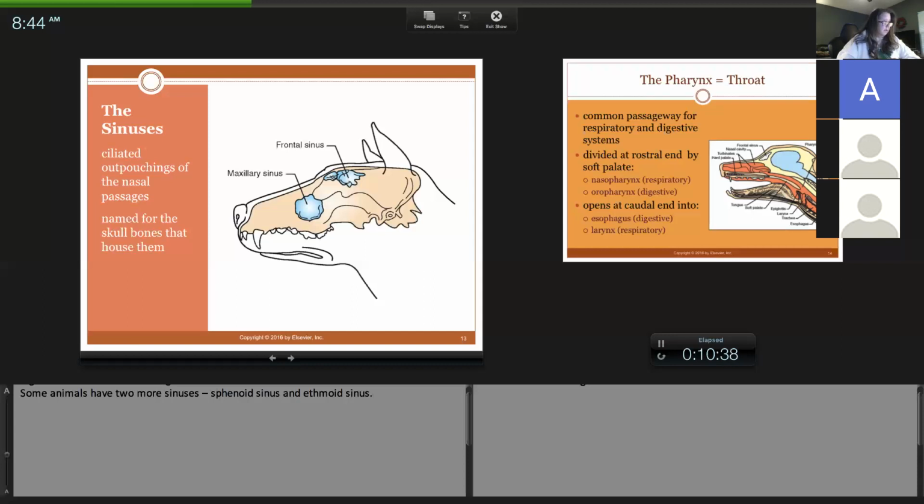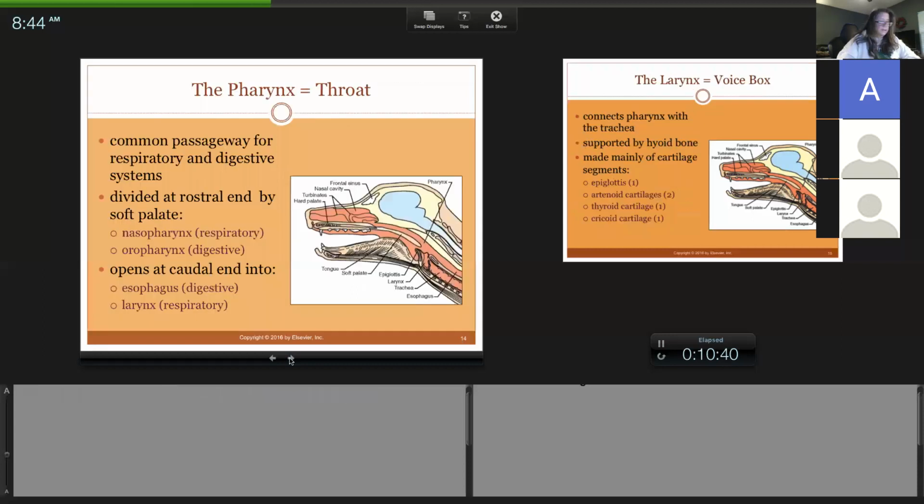What is the pharynx and what is located in this area? It is the back of the throat. And remember my little saying, pharynx, food first.